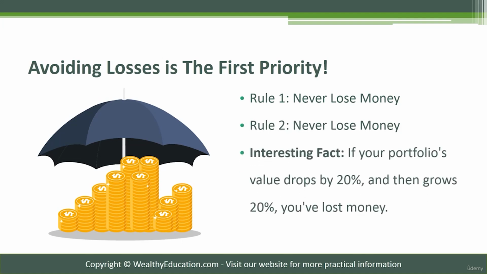Here's an interesting fact. It's simple math. If your portfolio's value drops by 20% and then grows by 20%, you've lost money. More to the point, in that situation, you need larger returns to meet your goals over time. That might lead you to take larger risks than you should, which could lead to more losses.